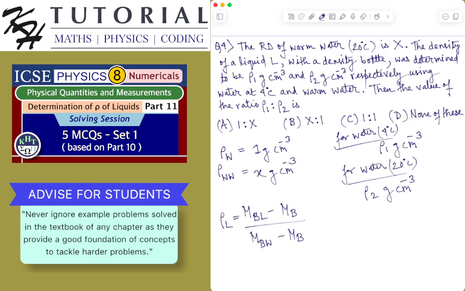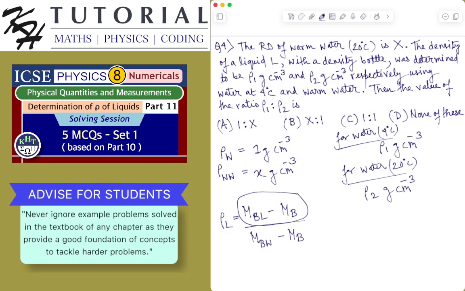And also, since the volume of the density bottle is same, V is same, the mass of the liquid L that is filling the density bottle in both the cases will be same. That is, when in the first experiment we are using water at 4 degrees centigrade, and in the second experiment we are using water at 20 degrees centigrade. Now, in both the cases, the mass of the liquid L completely filling the density bottle will be same. So this part is same for both the experiments.